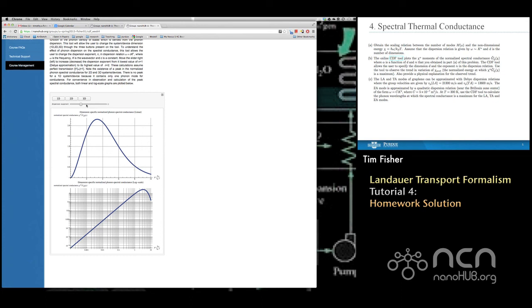This again stems from what we derived in the first part of the problem, wherein we showed that the number of modes scales as chi raised to d minus 1 upon n. So as the dimension of the system increases, the number of modes increases. On the other hand, as the exponent of the dispersion increases, the number of modes decreases, from that relation which we derived in part 1 of the problem. And that is what you observe in the tool here.